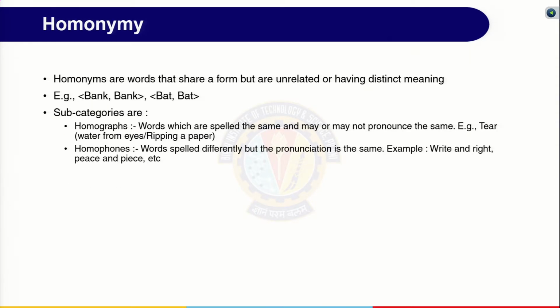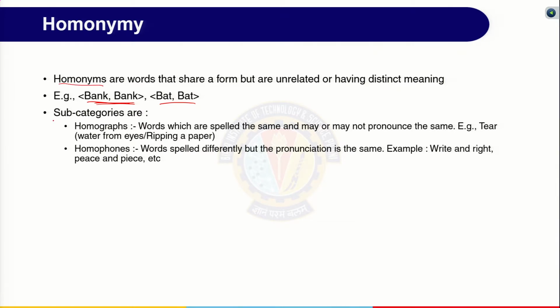Homonyms are the words that share a form but are unrelated or have distinct meanings. Like in our previous example, we have two different uses of bank or two different uses of bat. So wherever we have a semantic meaning which is in context with the sentence, but the word is written the same and is pronounced the same, we call those words homonyms.